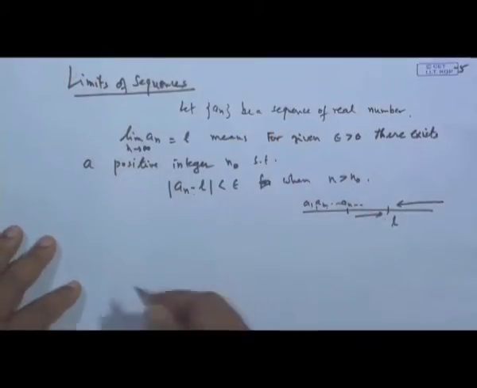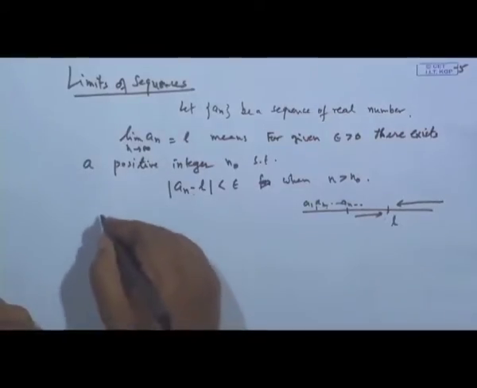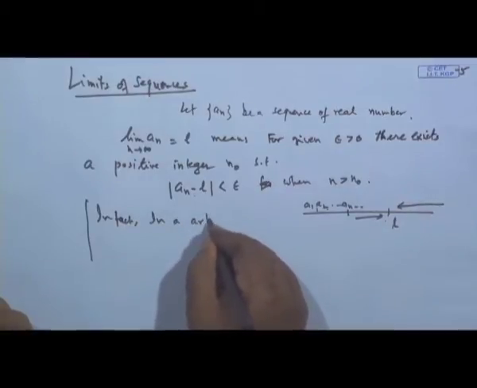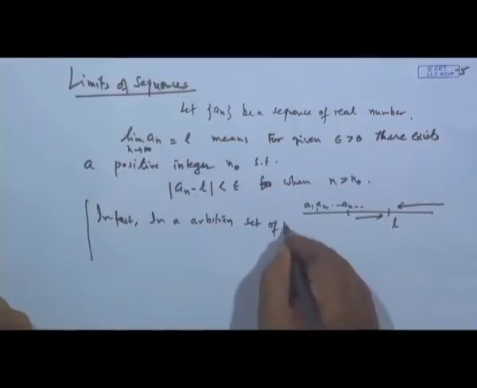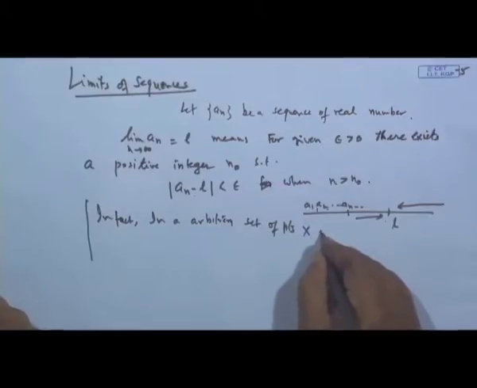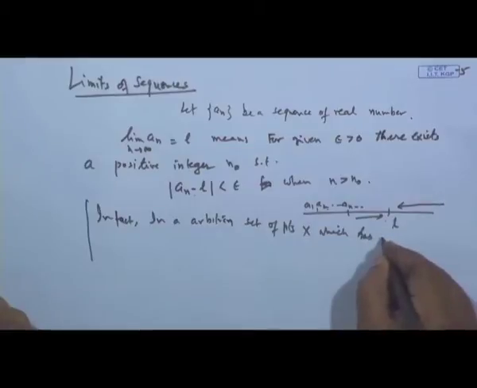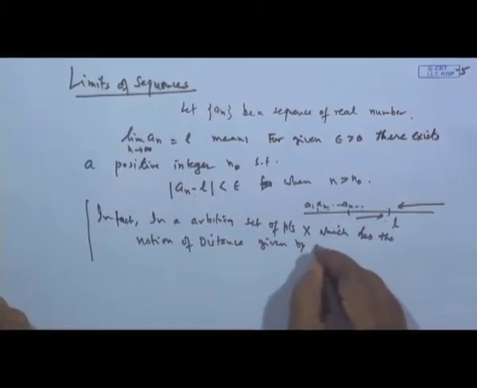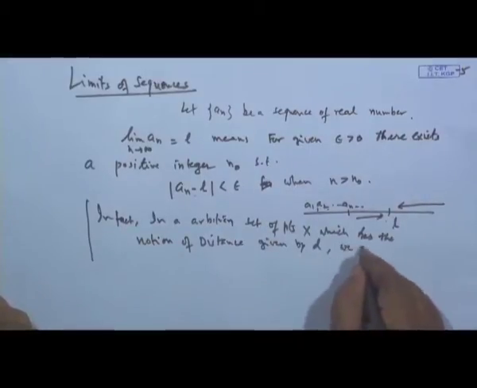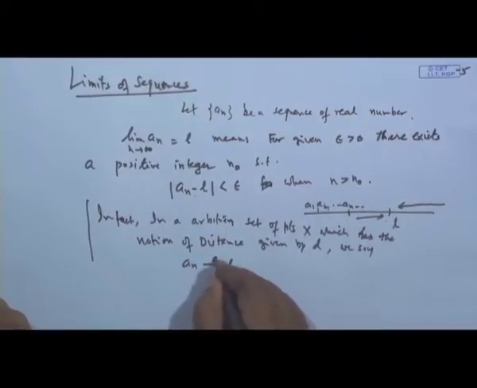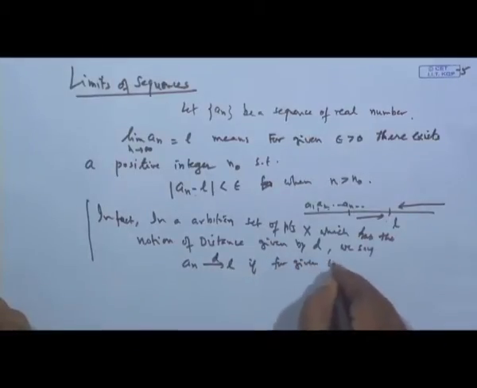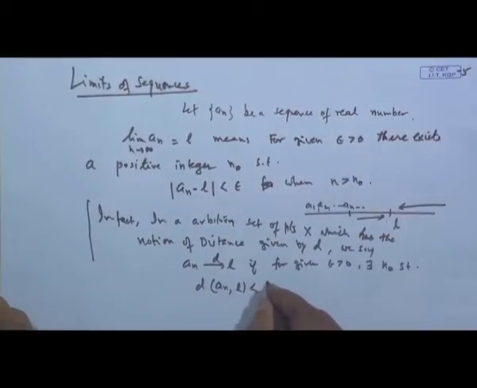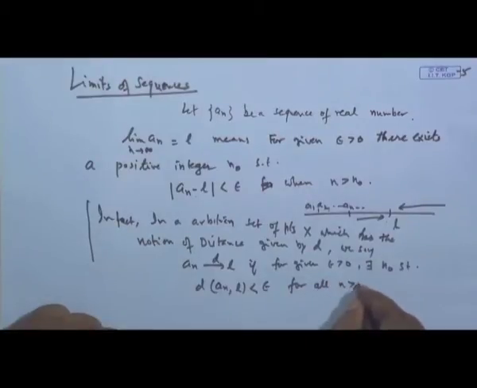Okay. That is this. So, in an arbitrary set of points X, which has the notion of the distance given by d, we say a sequence A n converges to L under d if for a given epsilon greater than 0 there exists an n naught such that the distance between A n comma L is less than epsilon for all n greater than or equal to n naught.